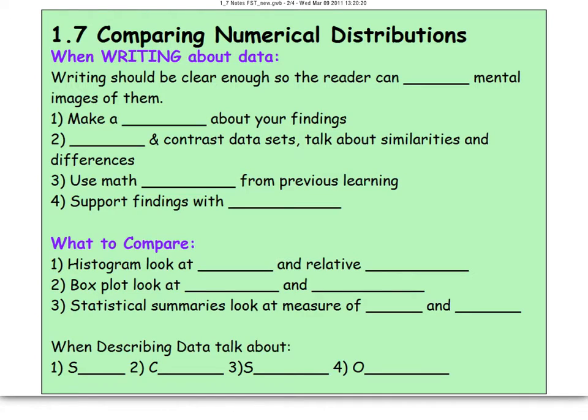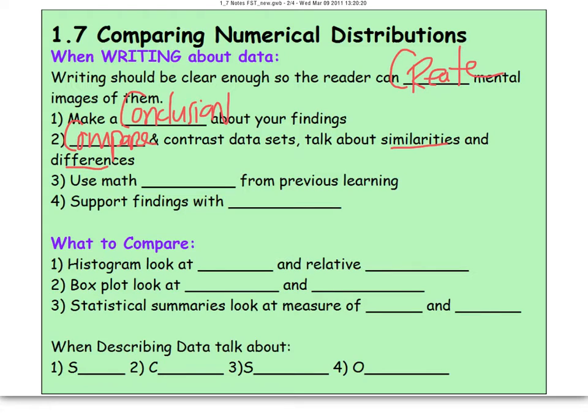When writing about data, your writing should be clear enough so that the reader can create mental images of them. To do that, the suggestions are first to make a conclusion about your findings. After you've made a conclusion, you want to compare and contrast different data sets and look at their similarities and differences. When we say compare, that means look for their similarities. When we say contrast, look at their differences.